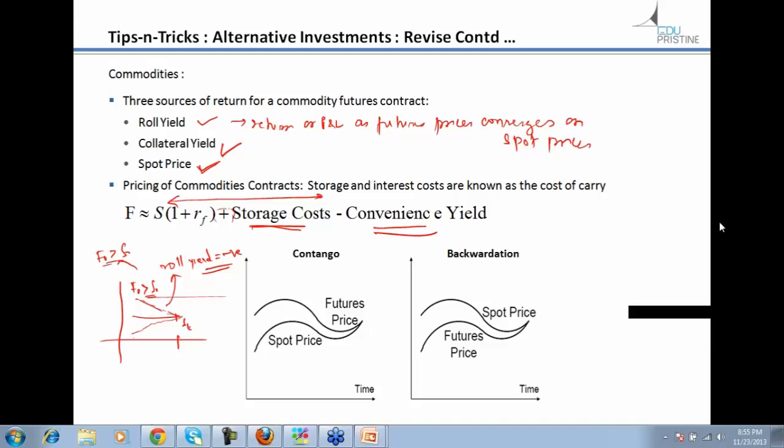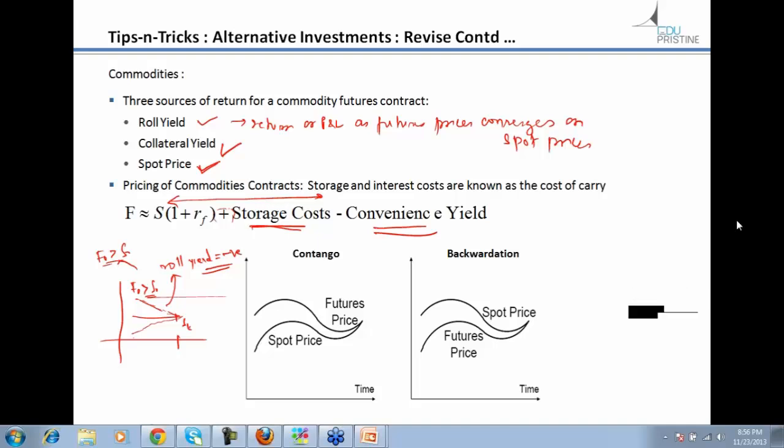Next, please explain contango and backwardation. If the futures price is greater than the spot price, that means your market is said to be at a premium. When your futures is greater than the spot price, this phenomenon is referred to as contango. Similarly, if the futures price is less than the spot price, that means the market is in a discount phase.